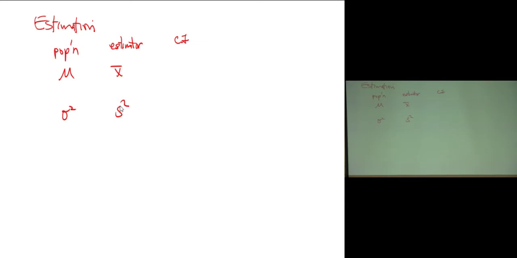Now, for the confidence interval, we can have, okay, let me write it like this: x bar minus z, let me use 95% as an example, so z 0.025, times sigma over root n.